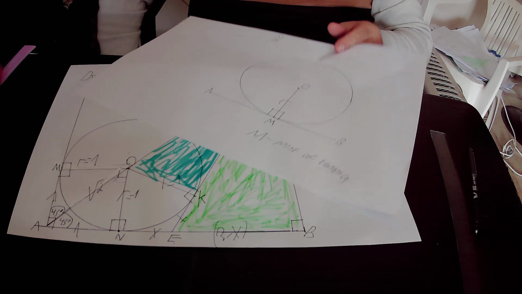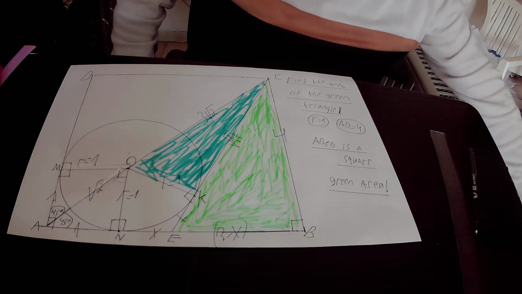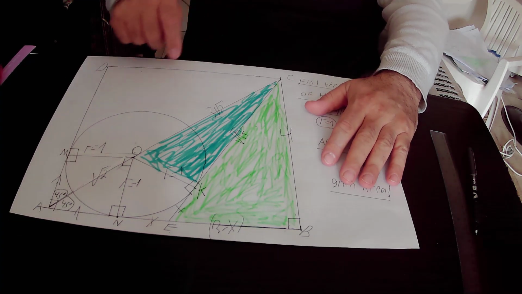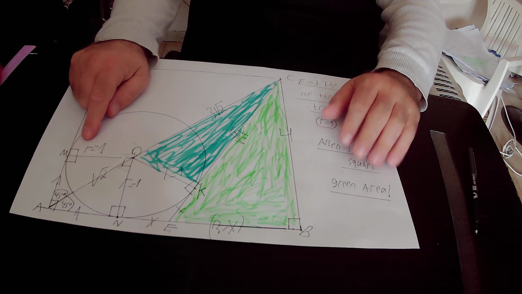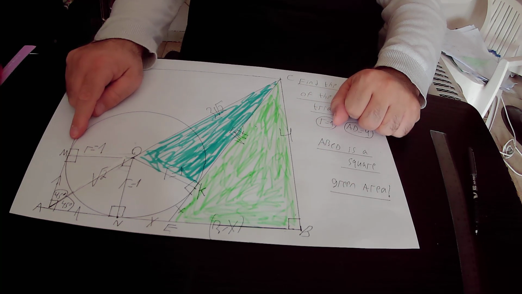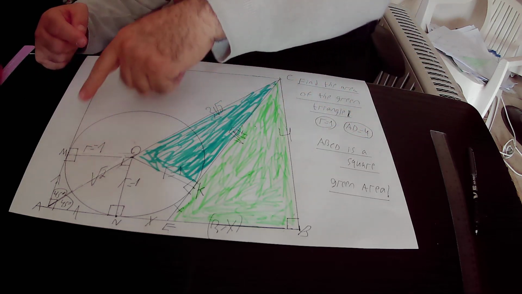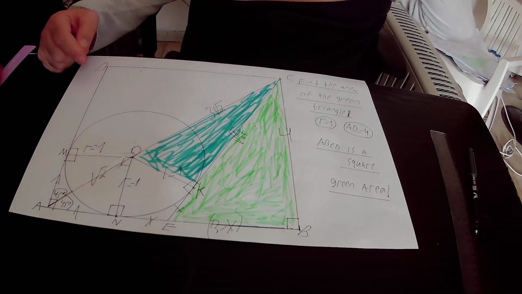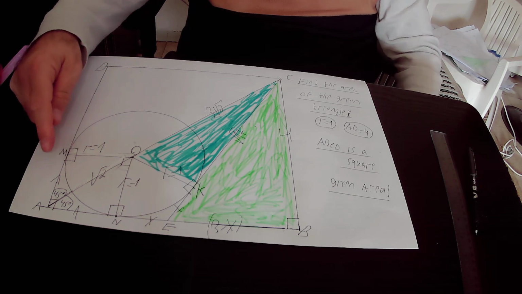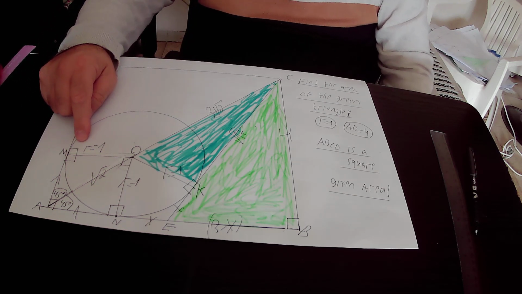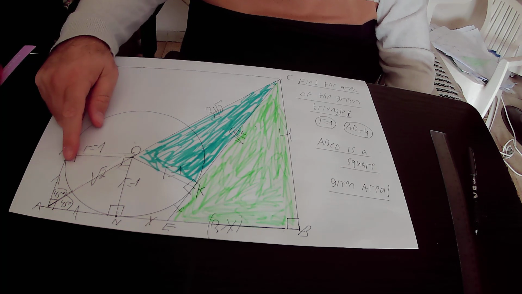Then we implemented rule number 1 in our drawing. We have this radius that is drawn to the point of tangency, that is to say, it is drawn to point M, the point of tangency of tangent AD with this circle. Therefore, according to rule number 1, the tangent AD will be perpendicular to this radius. That is to say, this angle equals 90 degrees, and this angle also equals 90 degrees.